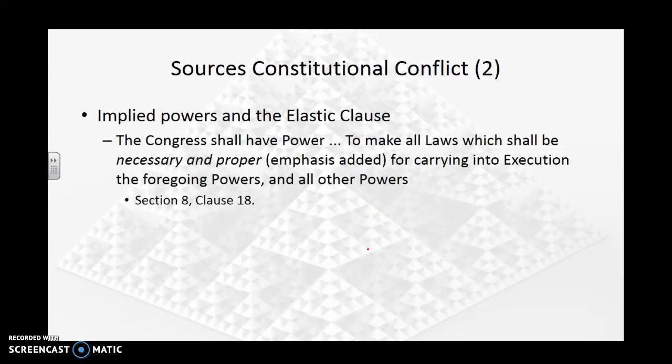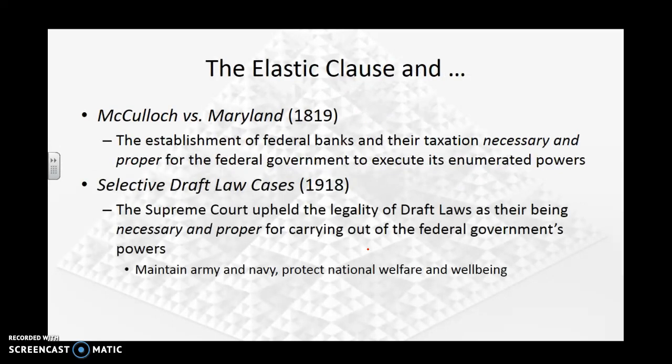Much more interesting, really, are the implied powers in the elastic clause. And this says that Congress shall have power to make all laws, and so on. Again, I'm rather presuming you can read. The key evidence here is the Selective Draft Law Cases. This one here is your go-to example of the elastic clause. Now, this is to do with the right of the federal government to go around and round up able-bodied men, put them in a troop container, send them to a foreign field and have foreigners shoot at them. Obviously, there's nothing in the Constitution that allows the federal government to do that.